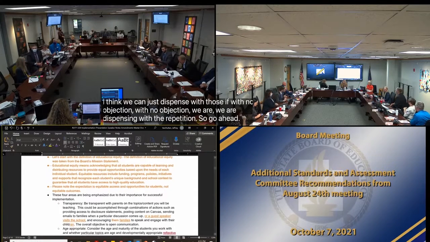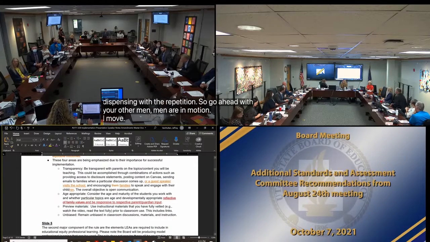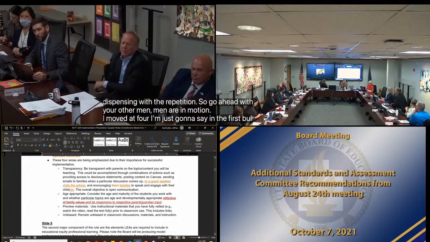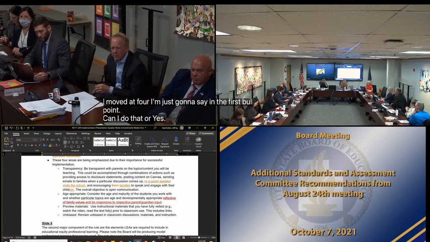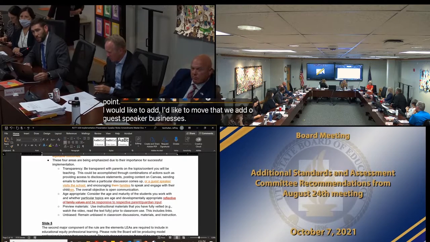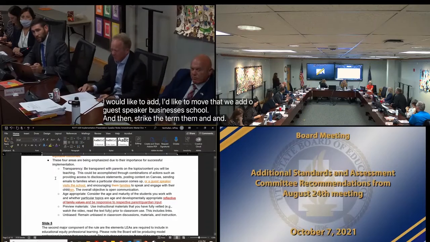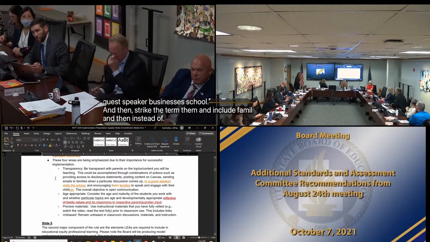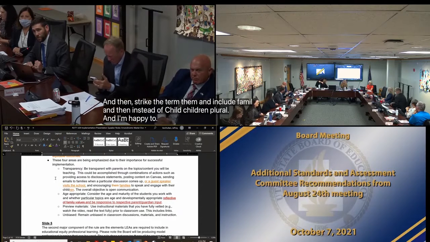So go ahead with your other amendment, or motion. I'm just going to say in the first bullet point, I'd like to move that we add, "or a guest speaker visits the school," and then strike the term "them" and include "families," and then instead of "children," plural. I'm happy to speak to that motion if there's any concern.